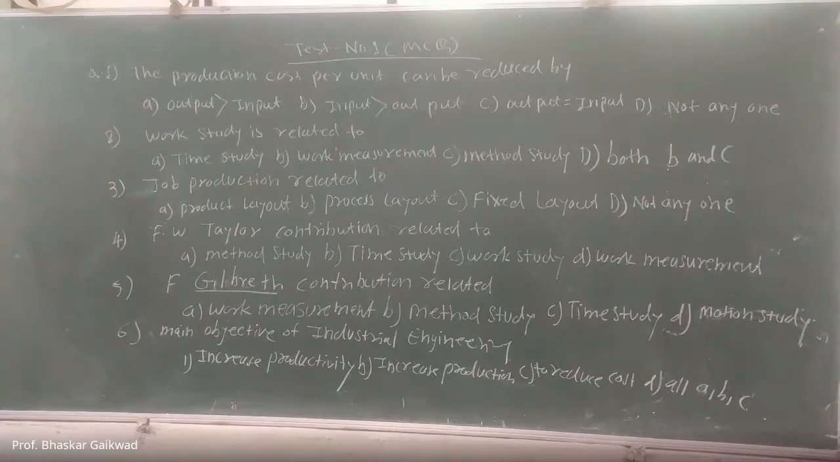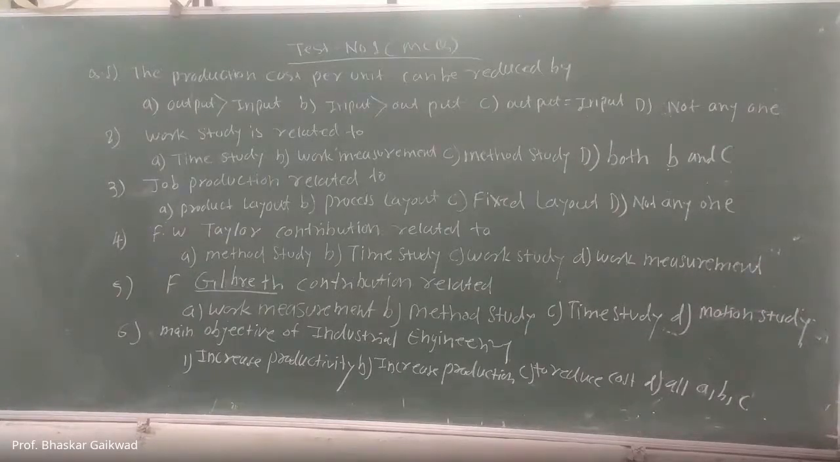Question number three, job production related to: first alternative, product layout, process layout, fixed layout, not anyone. Then next, question number four, F.W. Taylor's contributions related to method study, time study, work study, and work measurements.